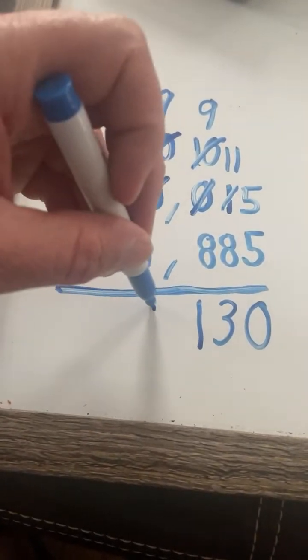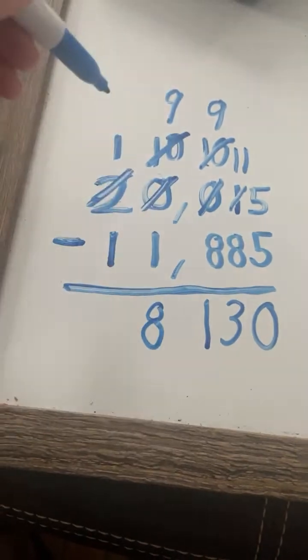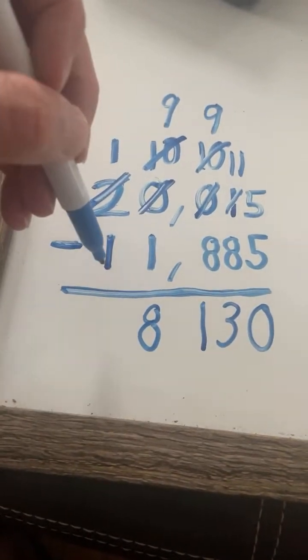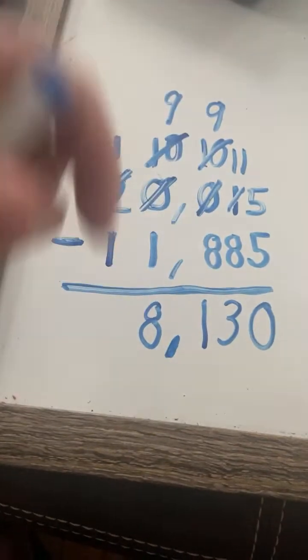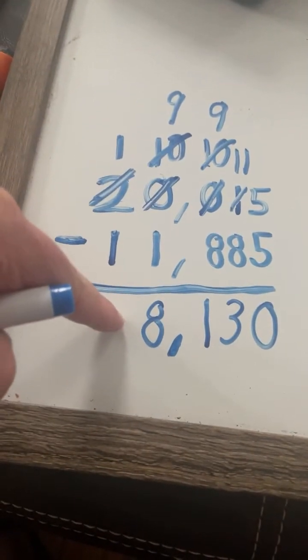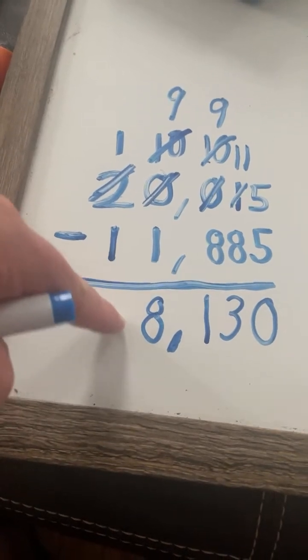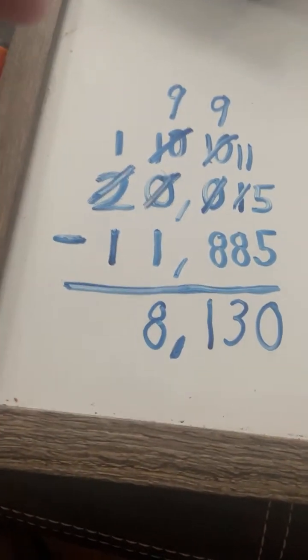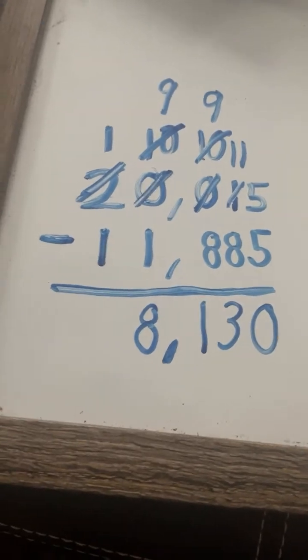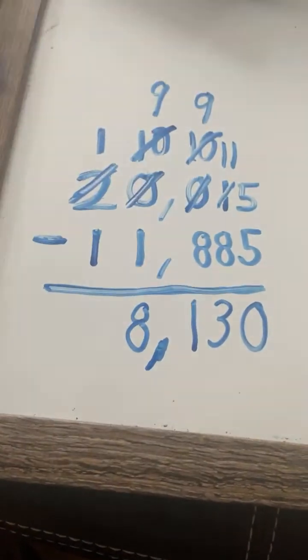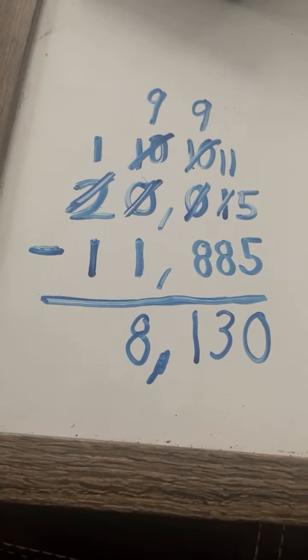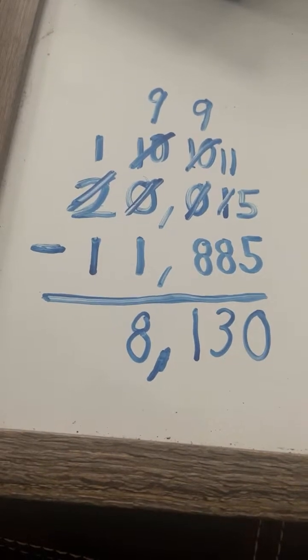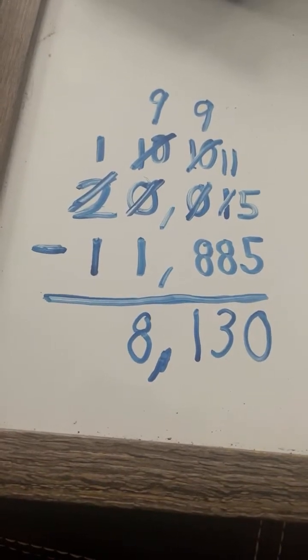9 minus 1 equals 8. 1 minus 1 equals 0. And the 0, it's understood that when there's nothing there, we could put a 0 in front of the 8, but we don't have to. It won't change the number's value. I'm just going to leave it blank. All right. So we have our final answer here. 20,015 minus 11,885 equals 8,130.